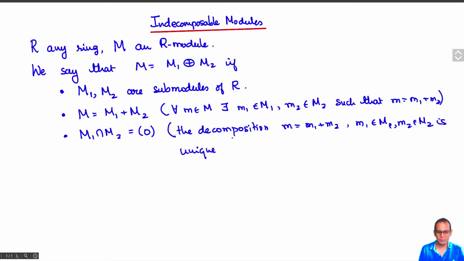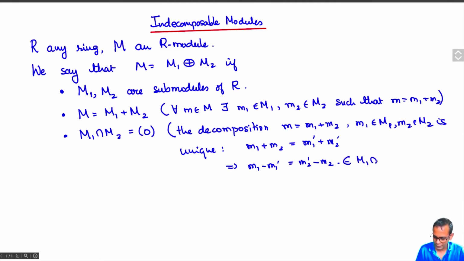Let me explain why, since it's quite simple. Suppose we have m1 plus m2 is equal to m1 prime plus m2 prime, then this implies that m1 minus m1 prime is equal to m2 prime minus m2. Now this is in M1 because m1 and m1 prime are in M1. This is in M2 because m2 and m2 prime are in M2. So both these things belong to M1 intersect M2, but that consists of only the element 0, which means that m1 is equal to m1 prime and m2 is equal to m2 prime. So this third condition means that the decomposition of m as a sum of elements from M1 and M2 is unique.